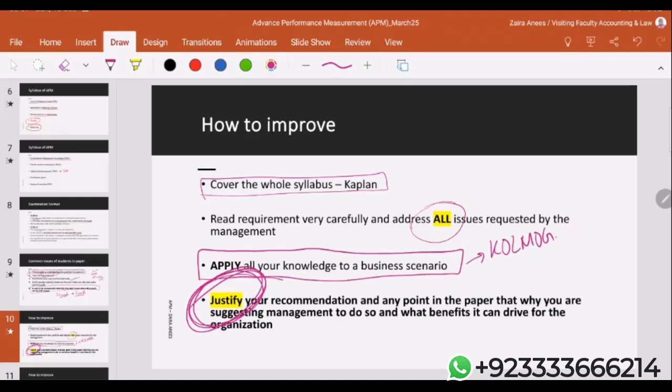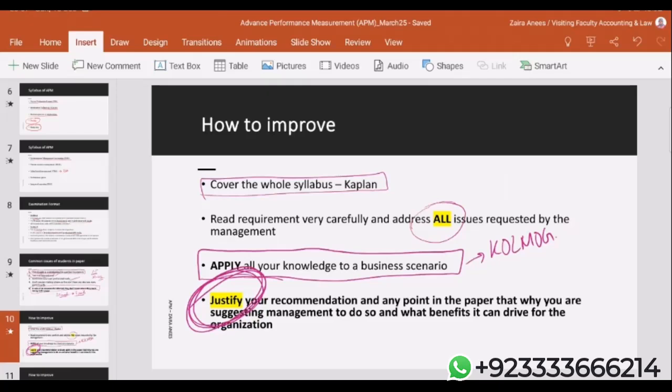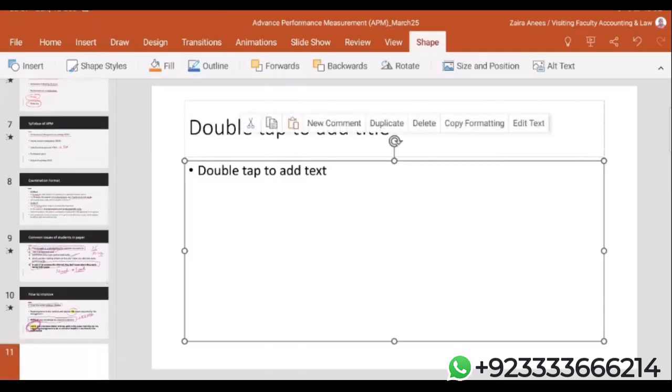Now it's a very big statement. Justification in the sense that whatever you are writing in your APM paper should be justified with some evidence. Like, for example, you are saying that, hey, the company is not doing well and the company should do this. Probably it's a correct answer, but you will not get marks. Let me give you a very basic idea of that. I hope I can add one slide. Yeah, I can add it here.